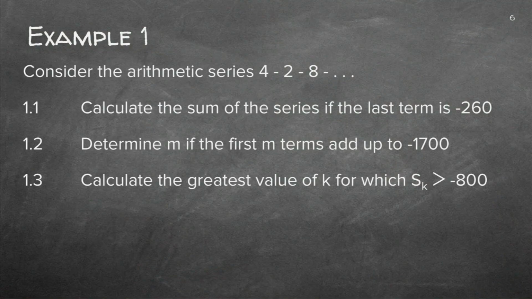Now there's my series. How do I know it's a series and not just a sequence? There's no semicolons in between. So they're not listing the terms. They are adding the terms or subtracting them or whichever. Plus and minus go together. Good. What is the first question? Calculate the sum of the series if the last term is minus 260.